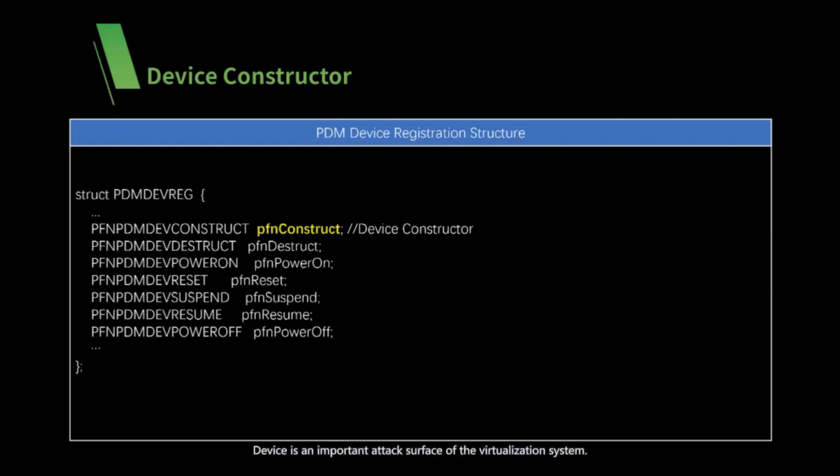Devices are an important attack surface of virtualization systems. First, let's look at the initialization process of a device. In VirtualBox, each device has a device registration structure object, which contains the basic information and callback functions of the device. These callback functions describe the entire life cycle of the device. As the picture shows, these are some callback functions, including the PDM structure.